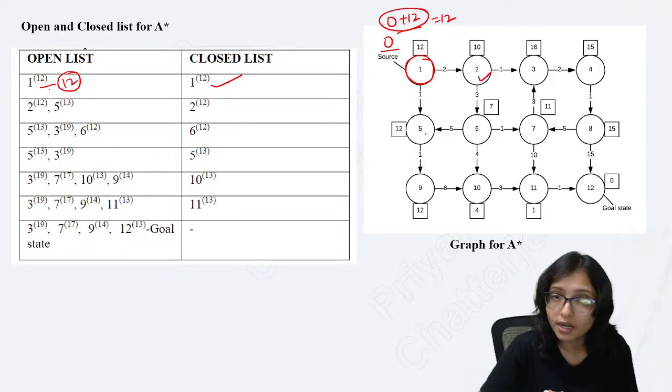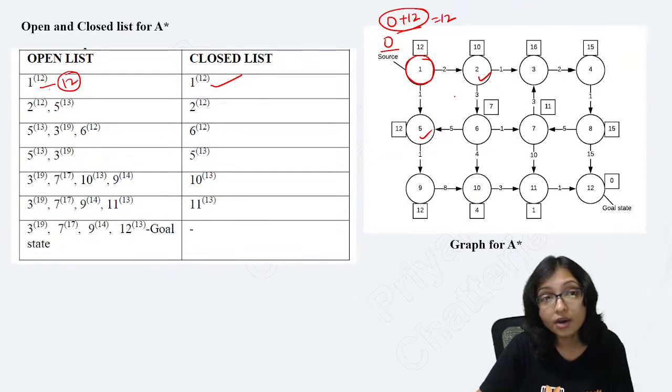The adjacent nodes, this one and this one. Now I will add what? The key here is the heuristic value.